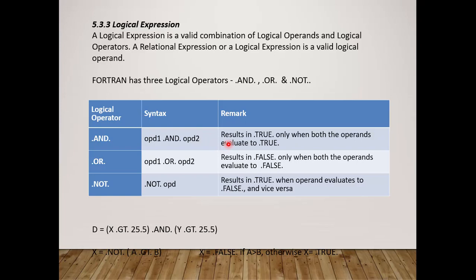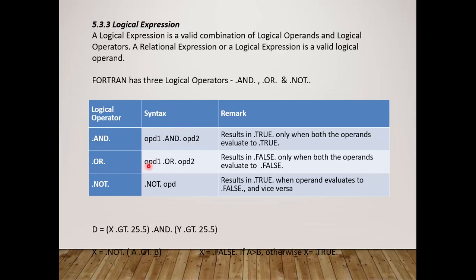Now, how does it operate? This will result in true when both operands evaluate to true. So if operand 1 and operand 2 are both found to be true, then and only then the whole expression will have the value true.